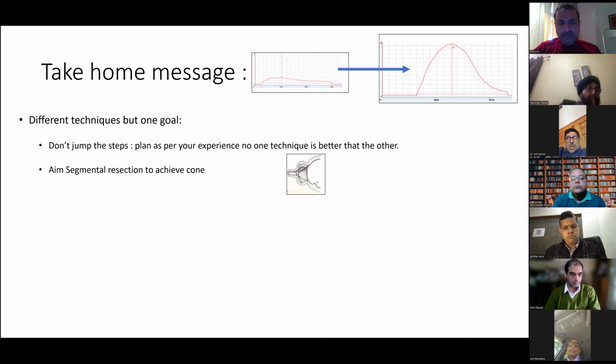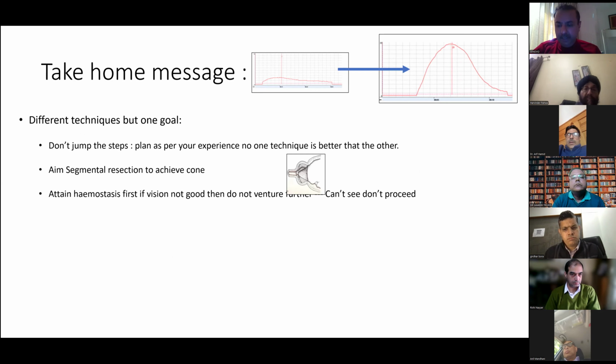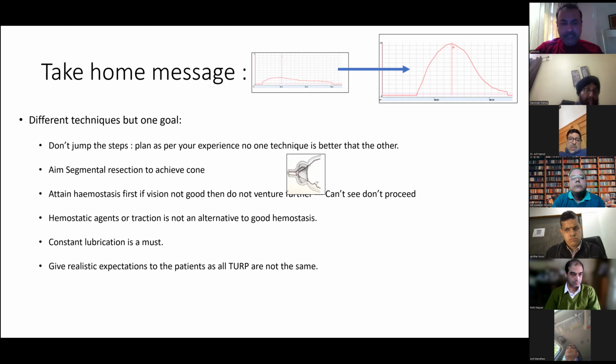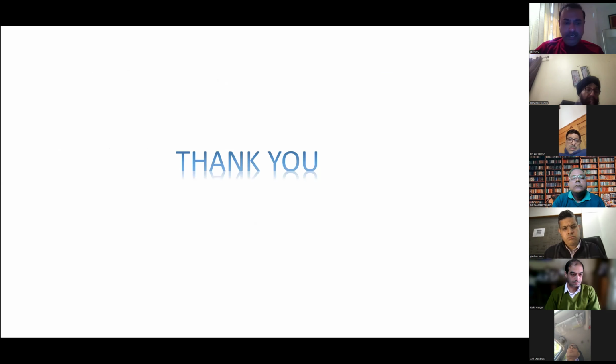Attain hemostasis first. If vision is not good, do not venture further. If you can't see, you can't do an endourology procedure. That is a basic dictum. My teacher taught me, can't see, don't proceed. Hemostatic agents or traction is not an alternative to good hemostasis. Don't fall for that. Constant lubrication is a must. Give realistic expectations to the patient, as all TURPs are not the same, and know your limitations.